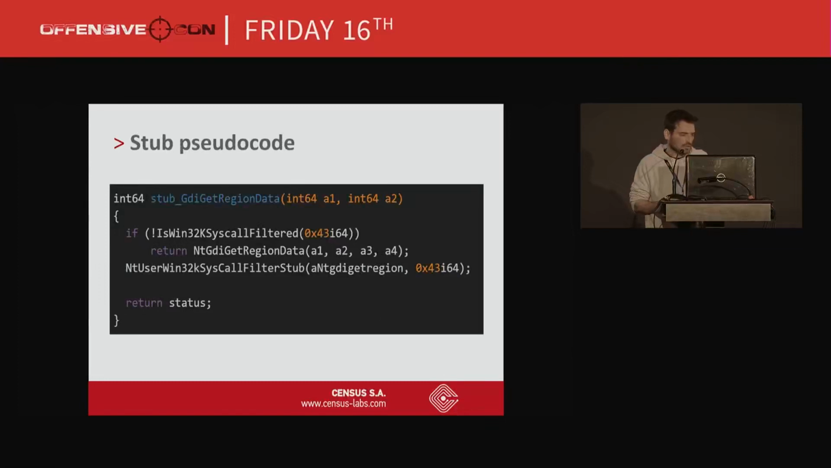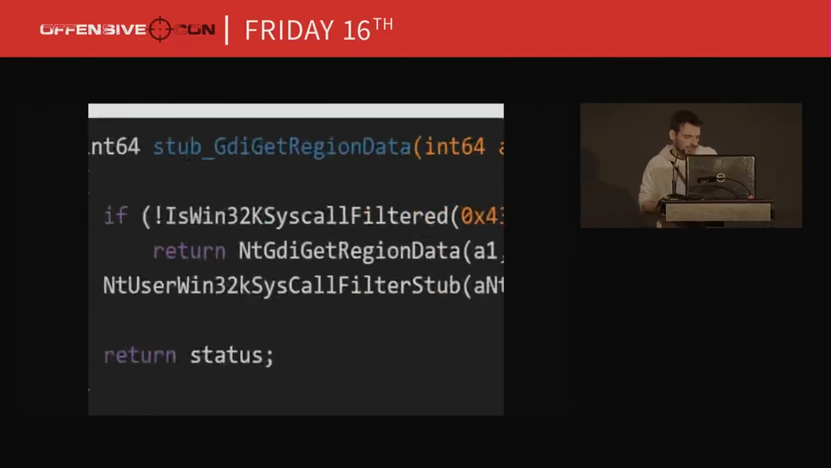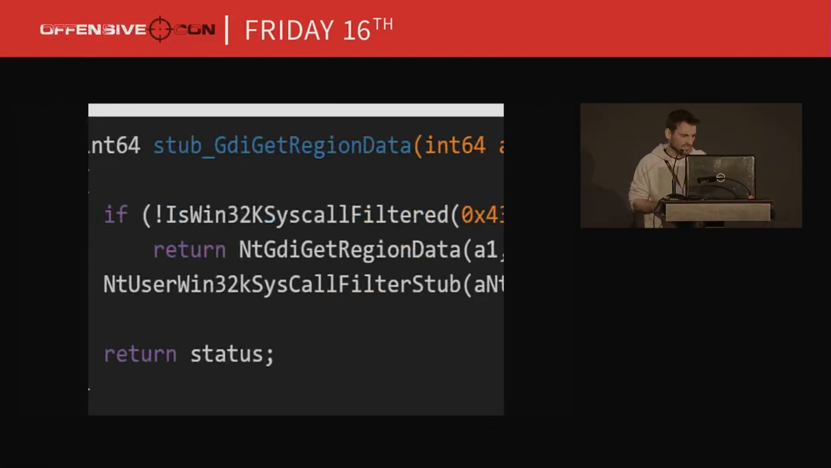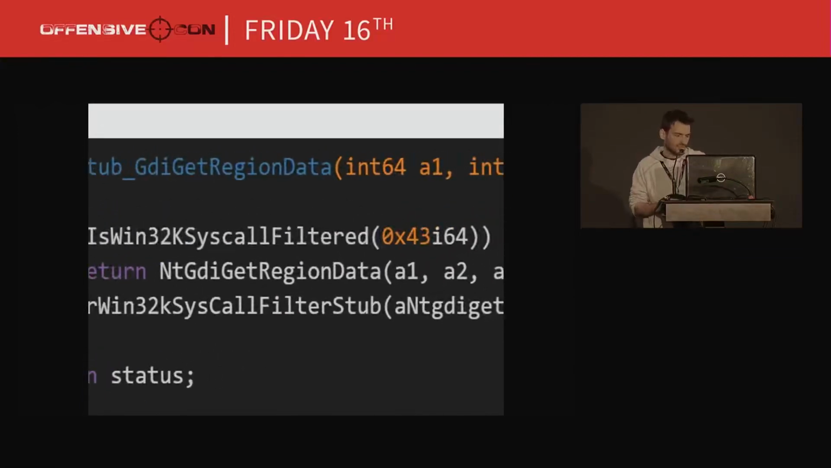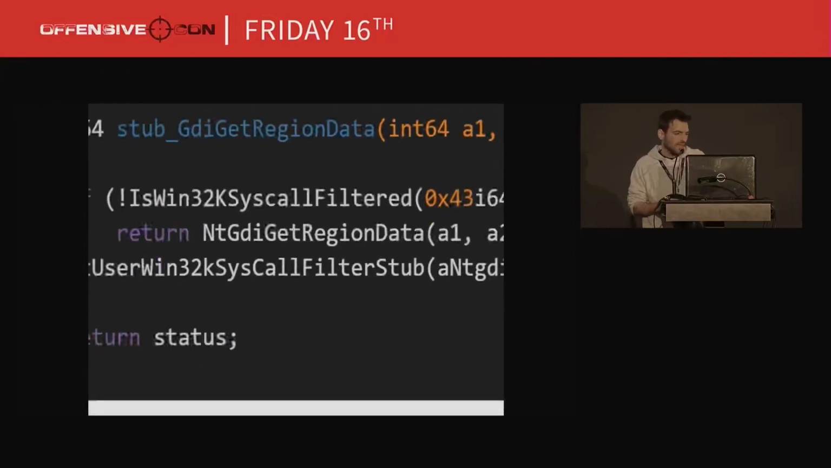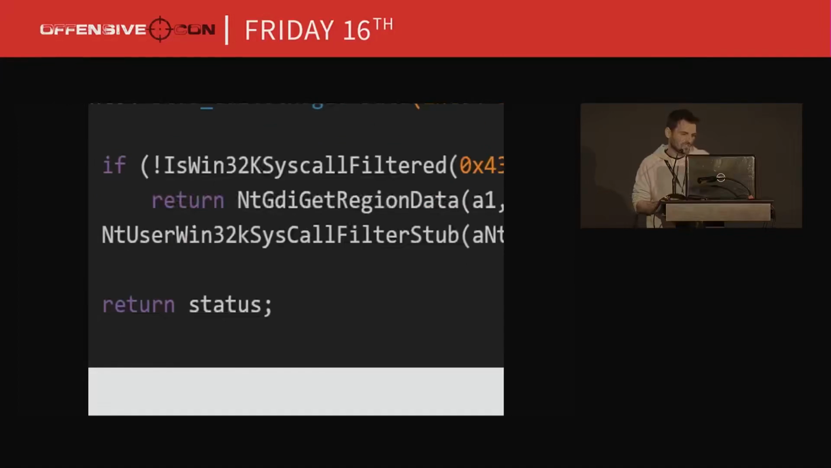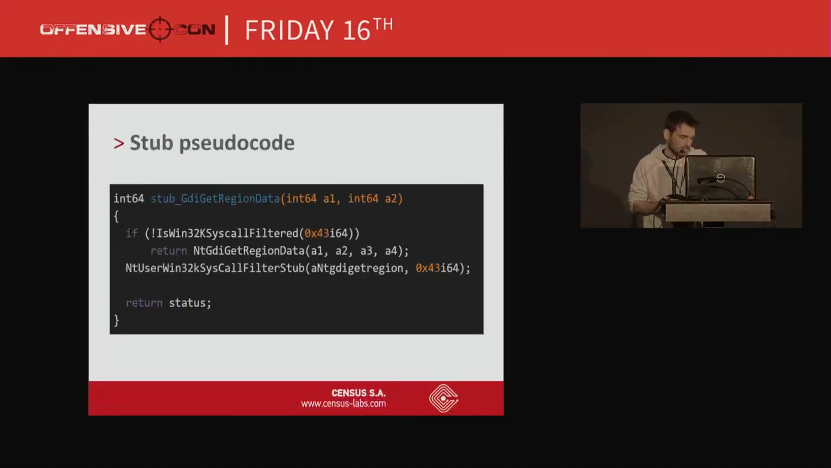So here is the pseudocode of a stub function. Every stub function pretty much looks the same. It calls isWin32kSyscallFiltered with the number of the system call. And if it's not filtered, the real system call is going to be called. Otherwise, we are going to log or terminate the process in the EndUserWin32kSyscallFilter stub.